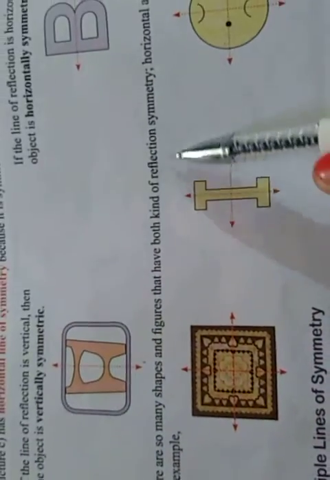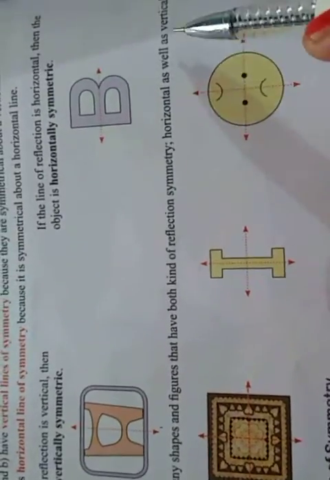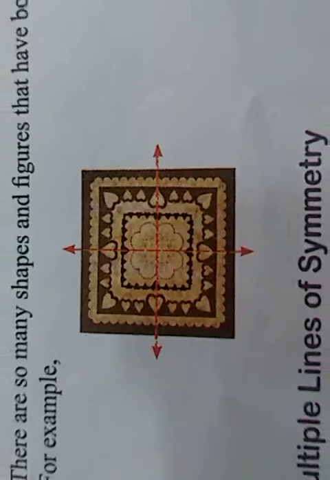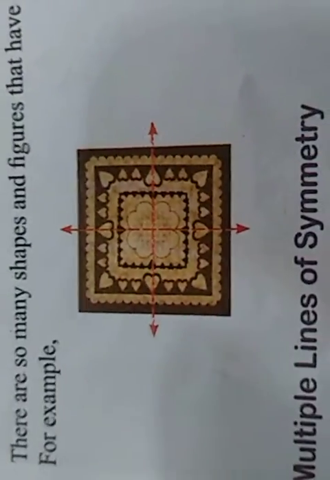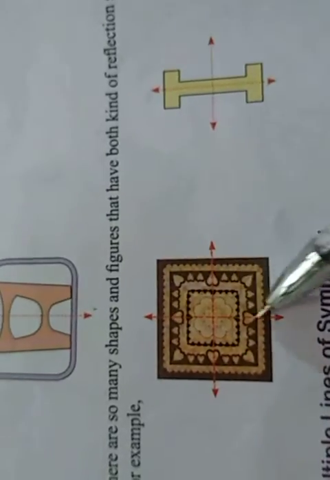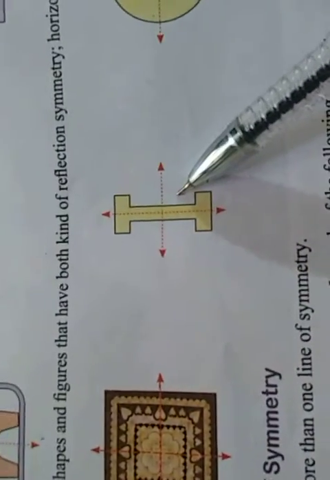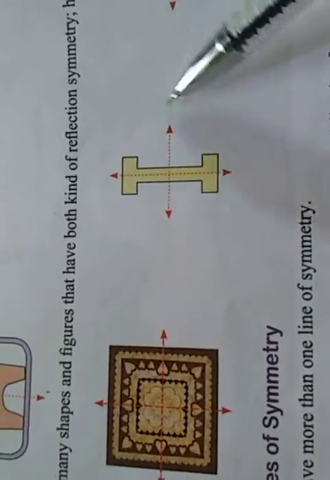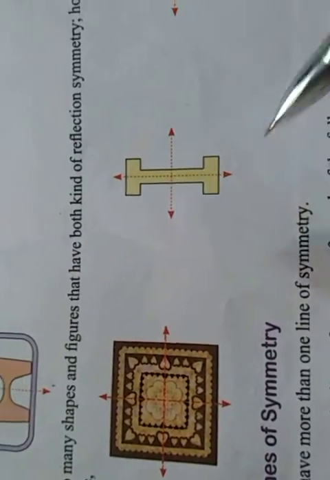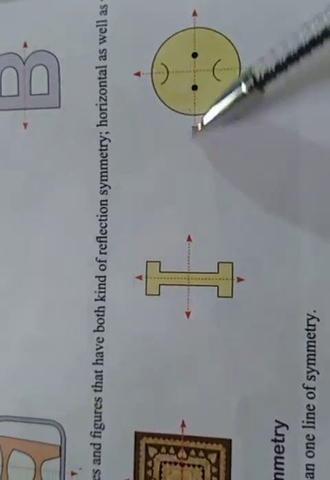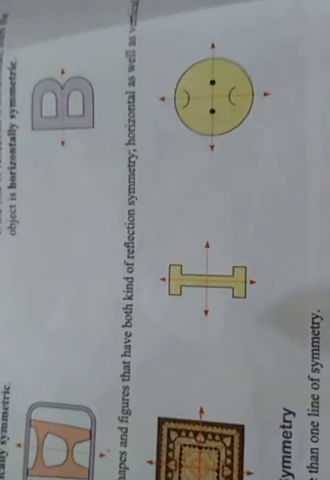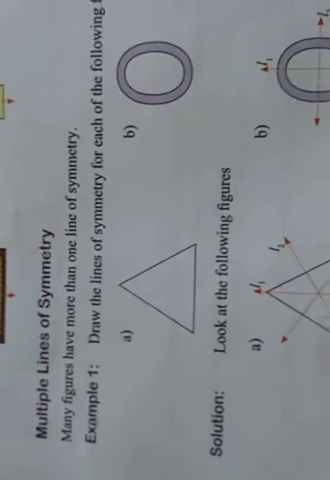Then there are so many shapes and figures that have both kinds of reflection symmetry, horizontal as well as vertical. So this is an example of a figure which has a horizontal as well as vertical line of symmetry. This letter I has horizontal as well as vertical lines of symmetry, and this circle has horizontal and vertical lines of symmetry.